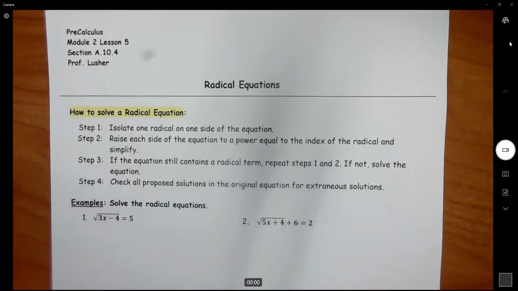Step 3, we will only need occasionally, and in our lesson for the very last problem, it says if the equation still contains a radical term, repeat steps 1 and 2. If not, solve the equation.